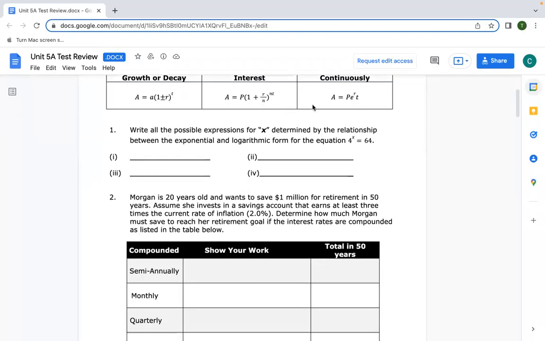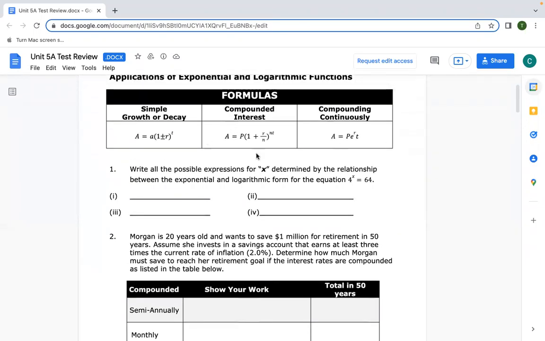So like I said, you need to know these three. I'm not going to give you these formulas. Okay, so you need to keep that in mind.